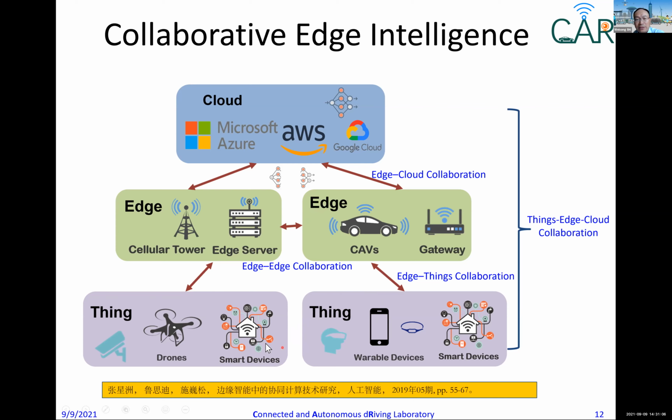Sorry, I have a bit of a Chinese accent here. That was another article that one of my former students recently wrote. You can ignore that, but basically this is to show you that collaboration is not just vertical, it's also horizontal, so it gives a big view here.